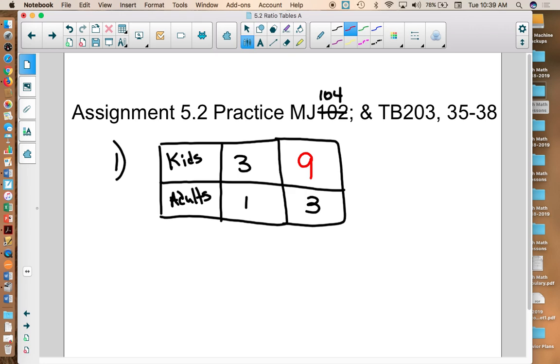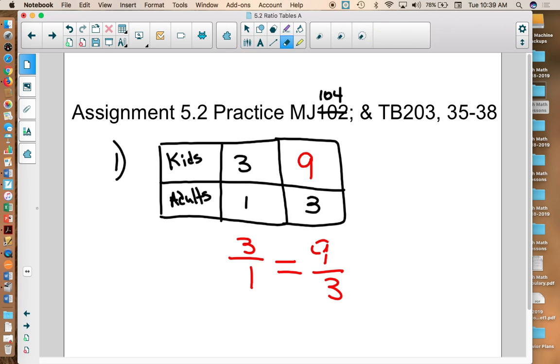And that right there, then it says, then write the equivalent ratio. So you had to put in the table, and then you have to write it. 3 to 1 is equal to 9 to 3. Now, if you're not sure where this 9 comes from, you ask yourself, how'd I get to there? Well, 1 times 3 is 3, so 3 times 3 is 9. Okay?